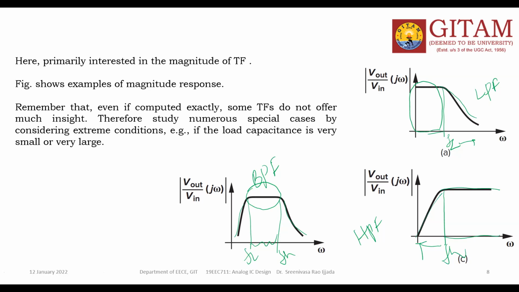Hello? Yes, sir. So the requirement is to find this type of response. This is the magnitude response. All three are the magnitude response of each individual one. To get all these responses, the requirement is the transfer function of the system.